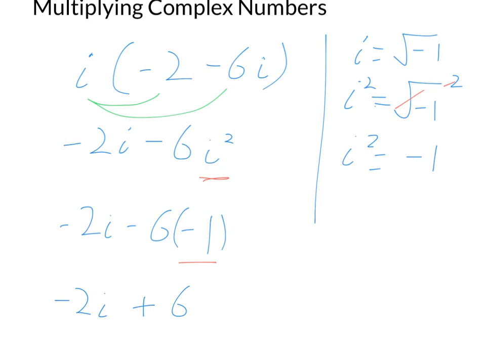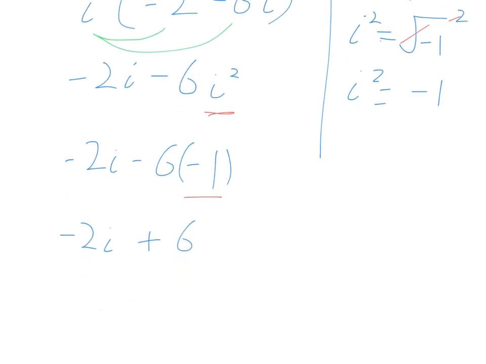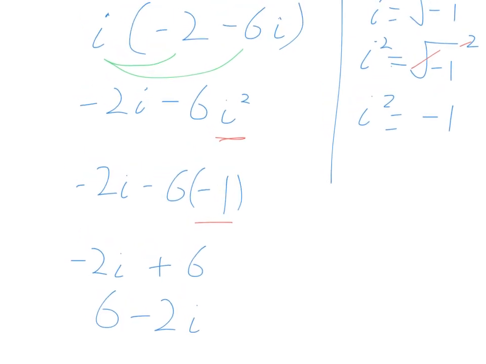Now this is a complex number because it's got an imaginary part and a real part. So normally we just write a complex number with the real part first. So we'll do that now. So we have a real number 6 and our imaginary number minus 2i. At this point now, that question is done. So you've simplified that as much as you can down to just one complex number.